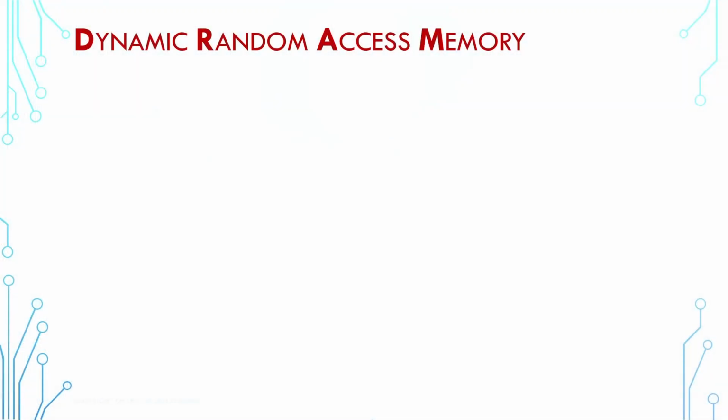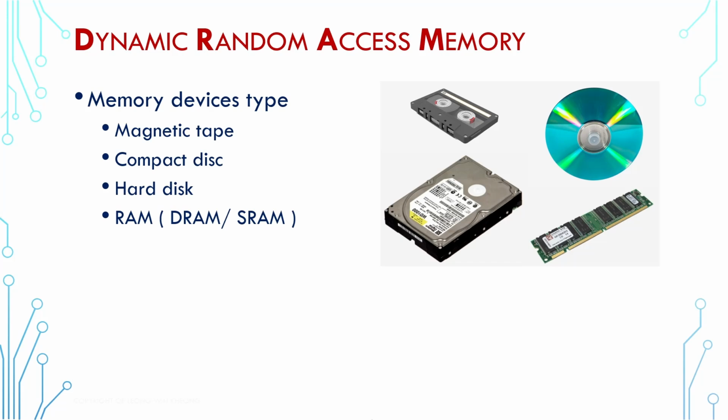DRAM stands for Dynamic Random Access Memory. Let's understand it word by word. Memory is a device which can store information. There are many types of memory devices. For example, magnetic tape, compact disc, hard disk, and RAM, dynamic and static.